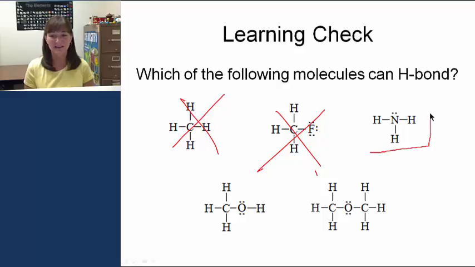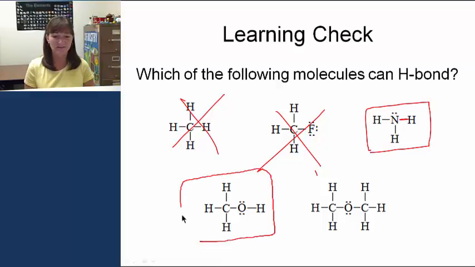This one does hydrogen bond because there's the hydrogen directly bonded to a nitrogen. This one can hydrogen bond because there's my direct link. This one is another tricky one. I see hydrogen and I see oxygen, but the hydrogens are not directly bonded to the oxygen. So that one cannot hydrogen bond.